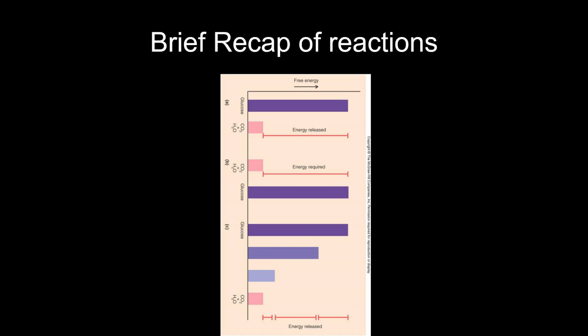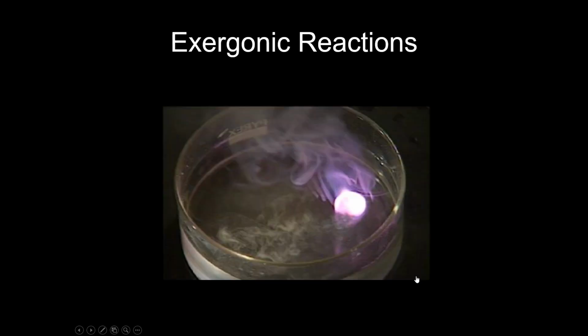That's essentially a tiny little cellular explosion, and that is not a good thing. So one of the reasons why glucose metabolism is so complicated is because we can't do this in one step. We have to do it in a lot of little steps to release the energy a little bit at a time, so we don't damage the cell in the process of releasing all of that energy.